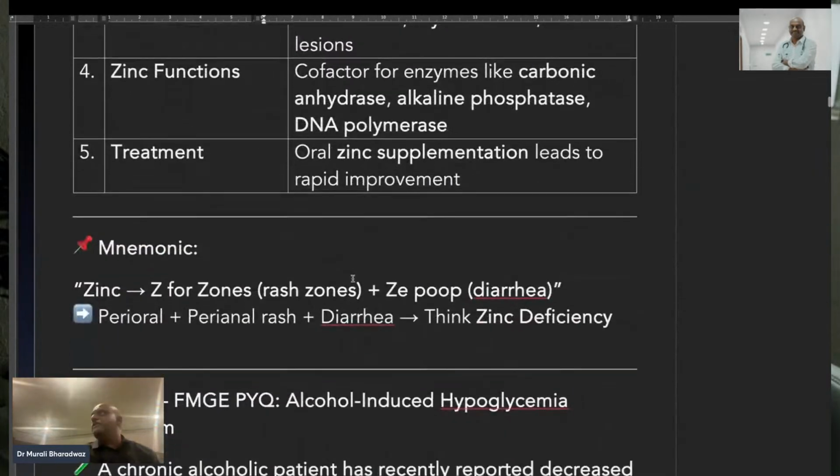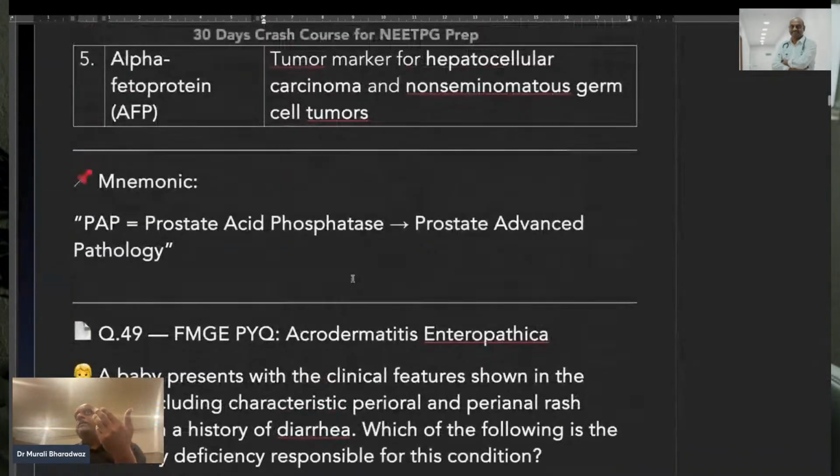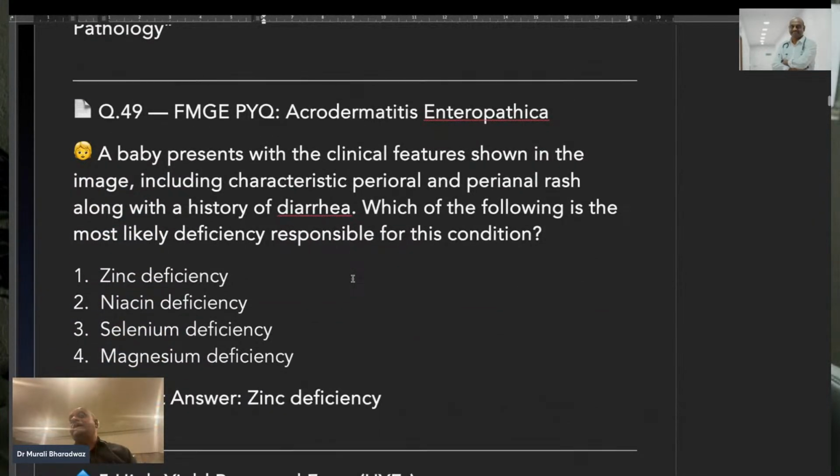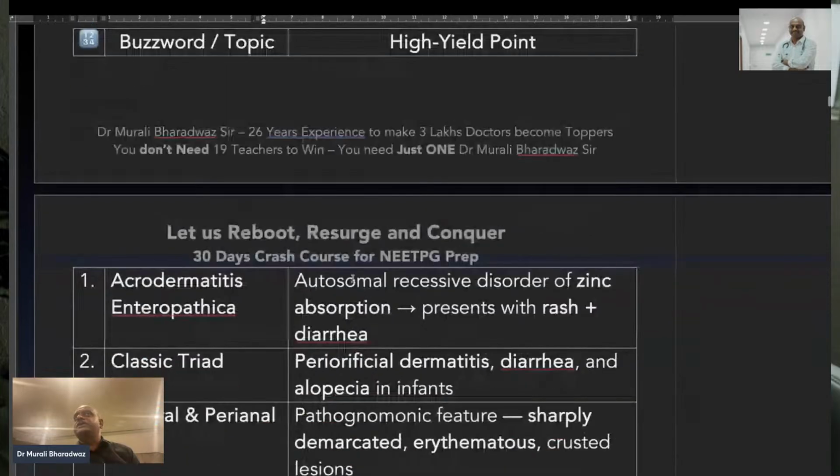So that is the zinc deficiency lead to what? Acrodermatitis enteropathica, perioral rash, perianal rash, history of diarrhea. That is the zinc deficiency.